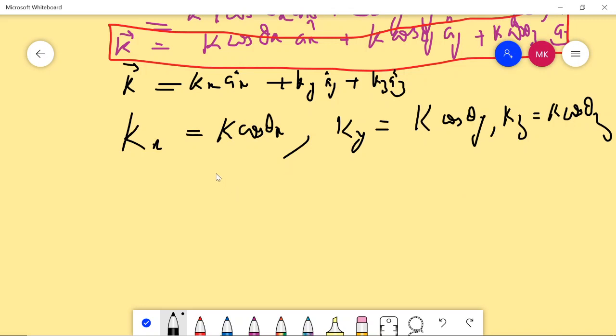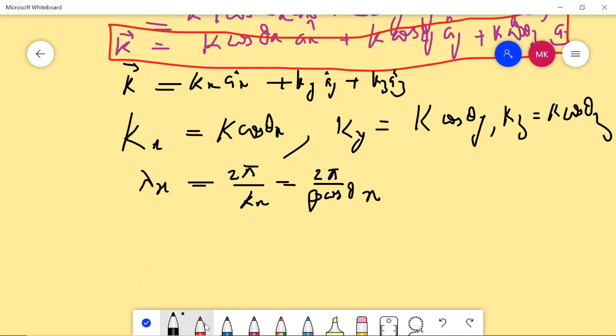Similarly, you can then find lambda x. Lambda x will be 2 pi over kx, and it will be equal to 2 pi over beta cos theta x. Similarly, you can find the other ones.